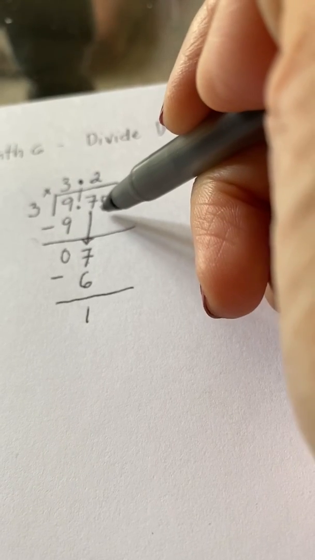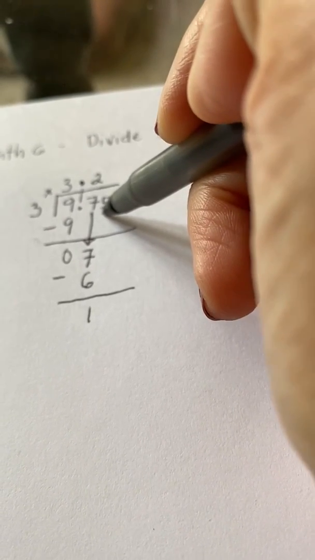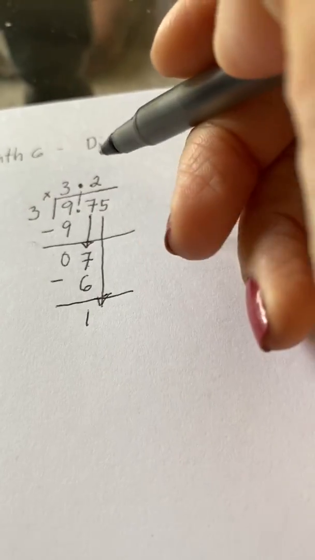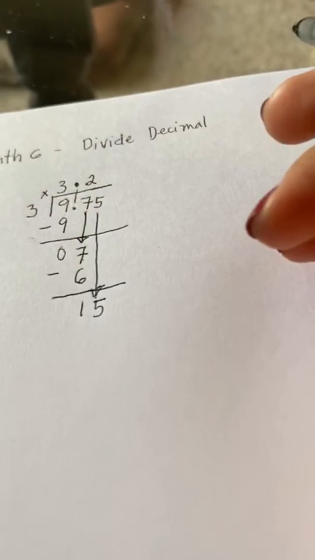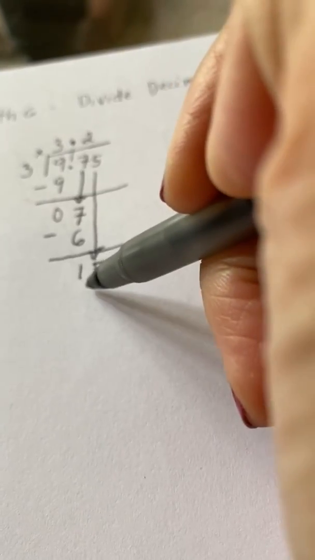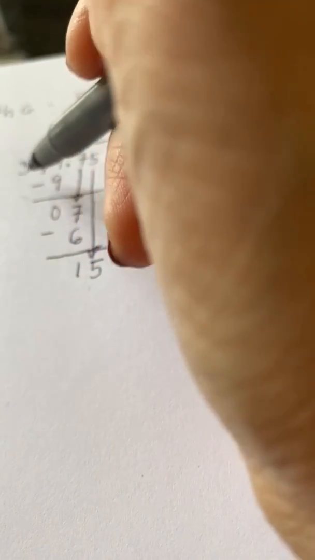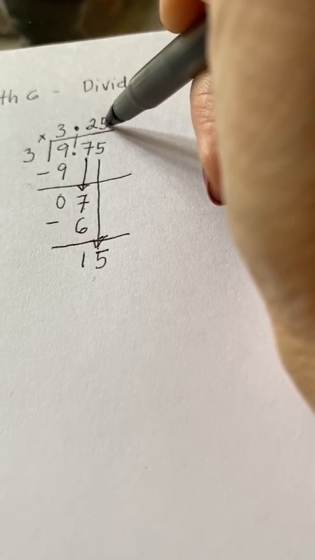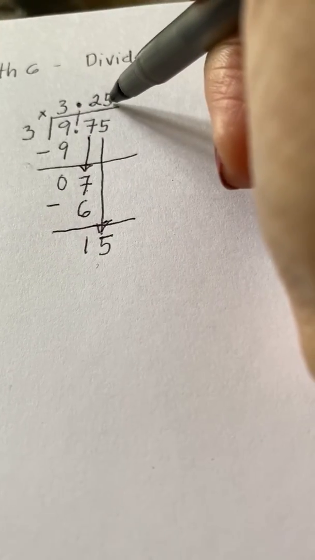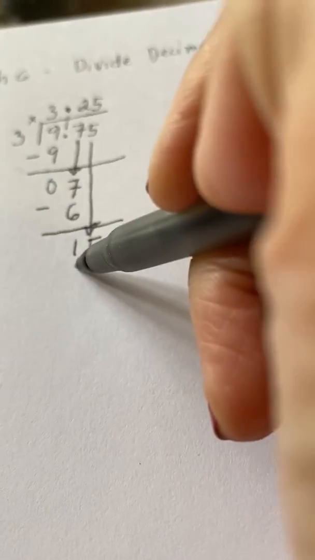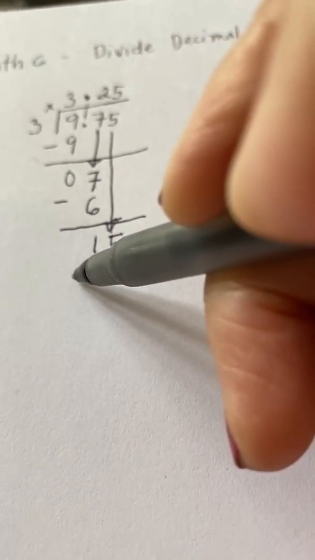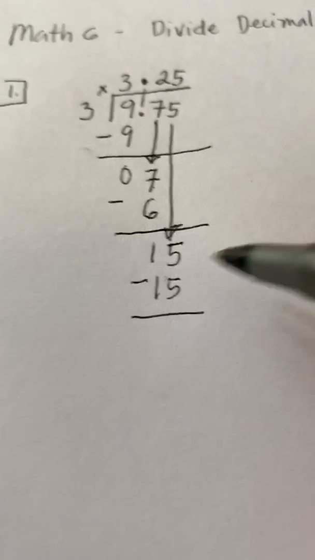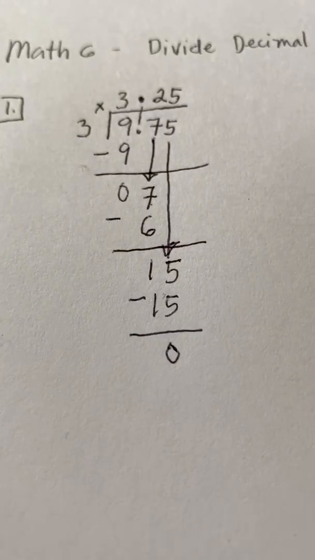Then we are now on our third digit, which is 5. You are going to bring down 5 here. So the number becomes 15. So again, 15 divided by 3 is equal to 5. 5 times 3 is equal to 15. Then again, we subtract. 15 minus 15 is equal to 0. All right.